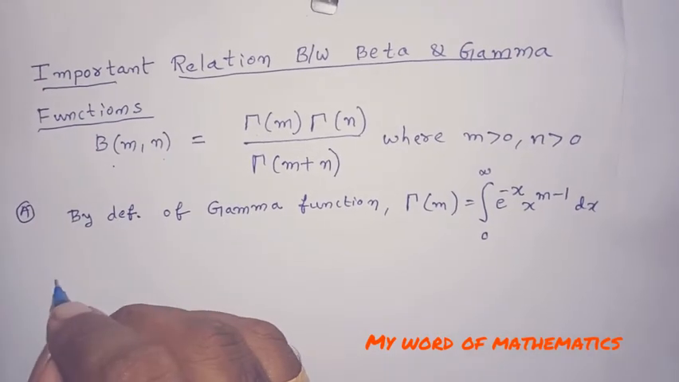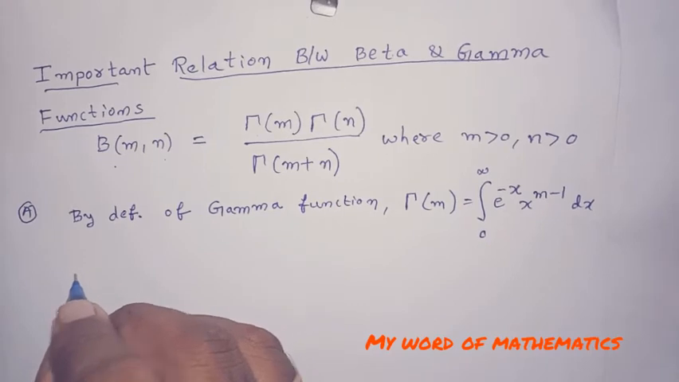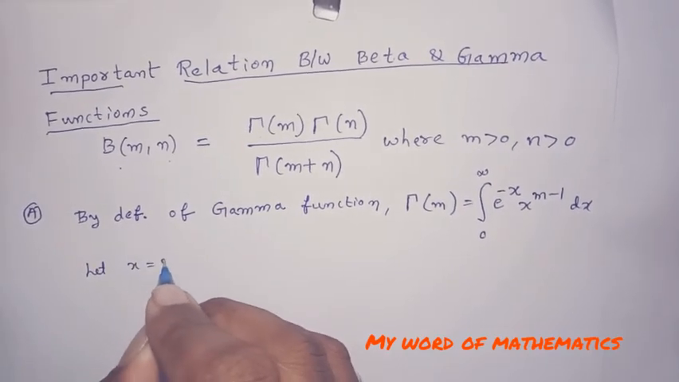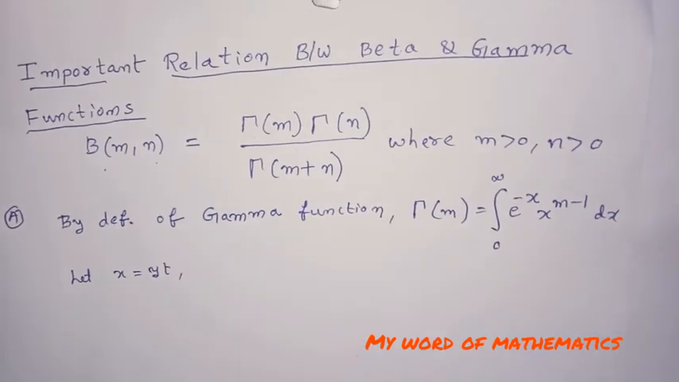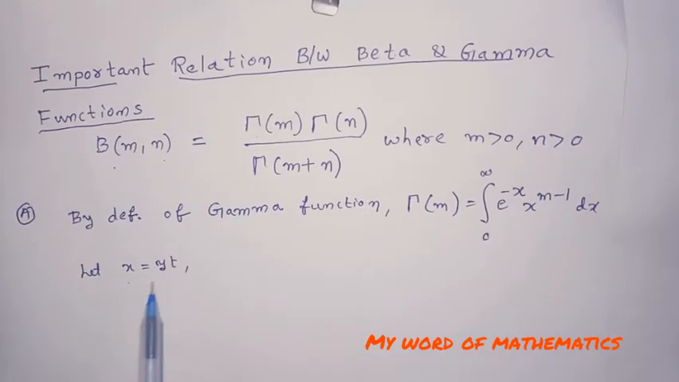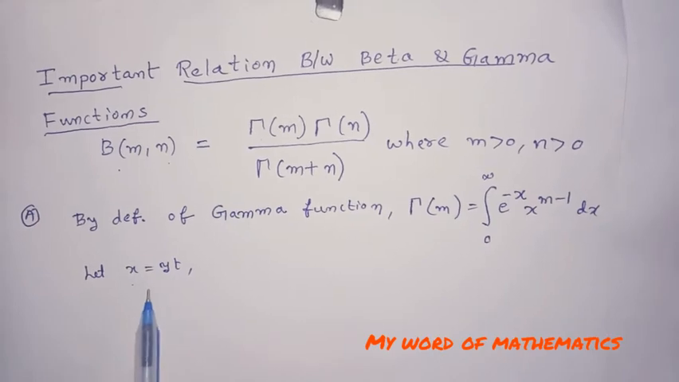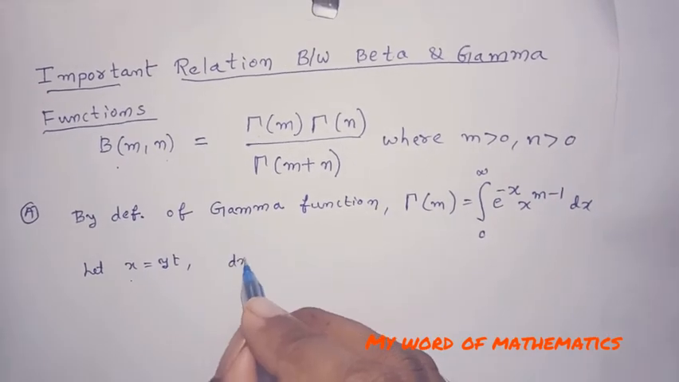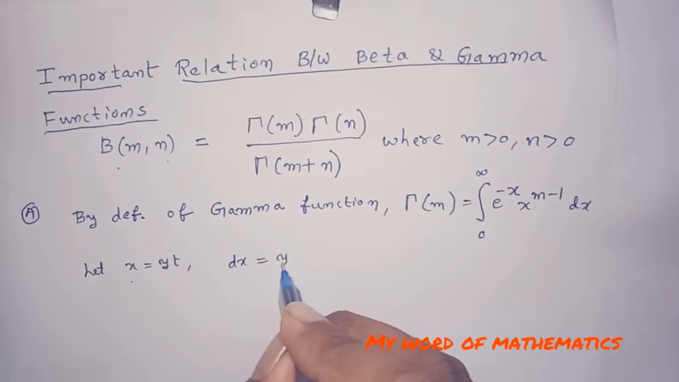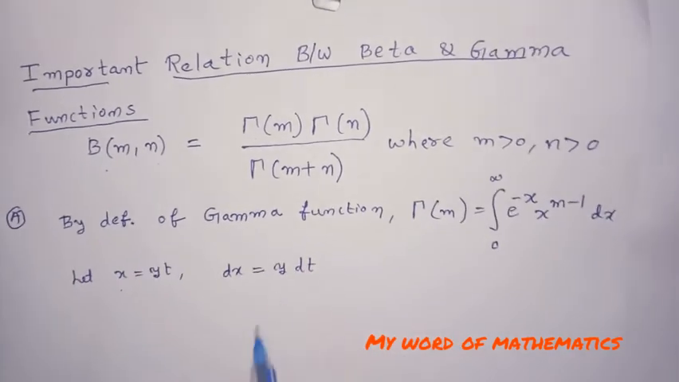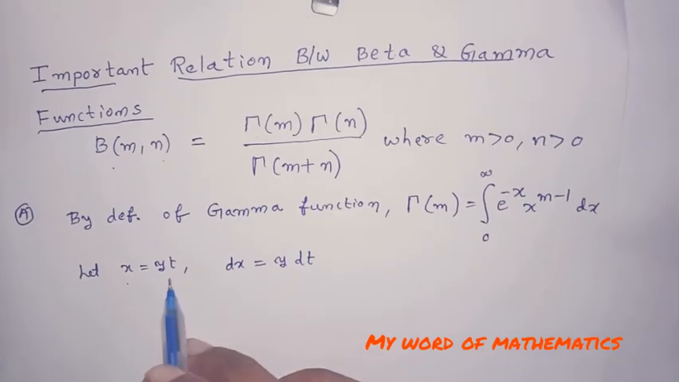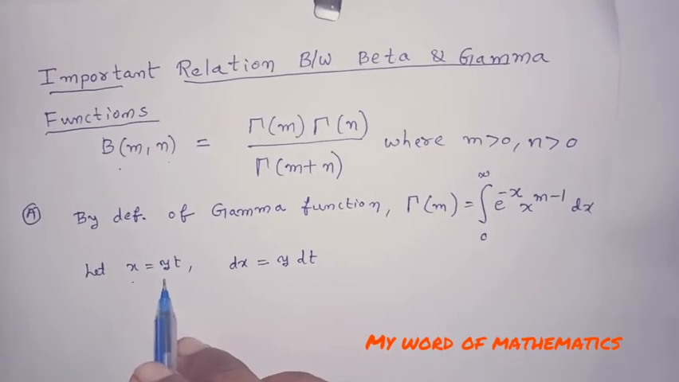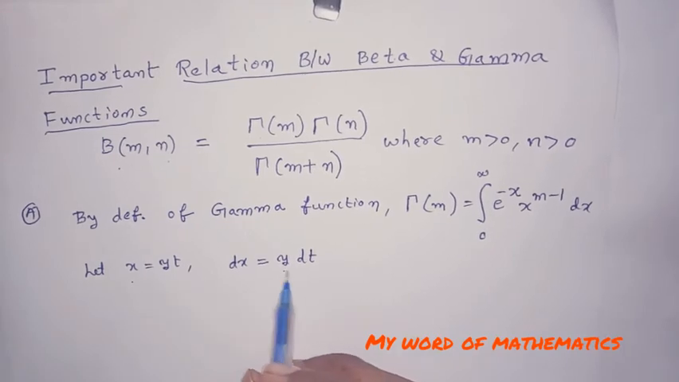Consider the transformation x is equal to yt. Now let us differentiate this transformation on both sides with respect to t. That is, dx is equal to y dt. Here y acts as constant because t and x are moving, but y is not moving. Okay, dx is equal to y dt.